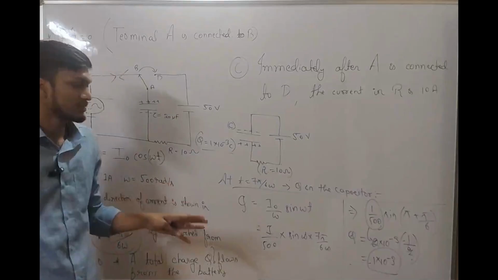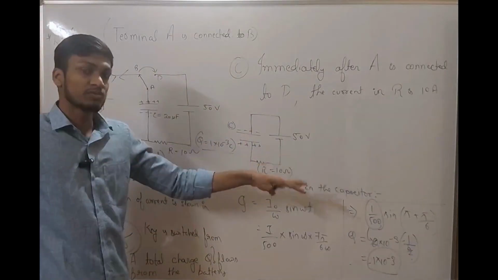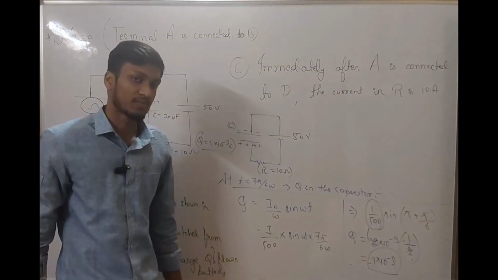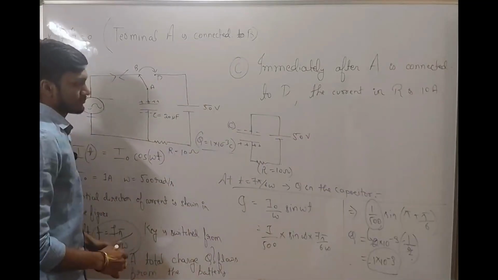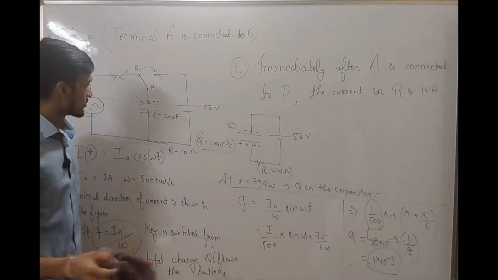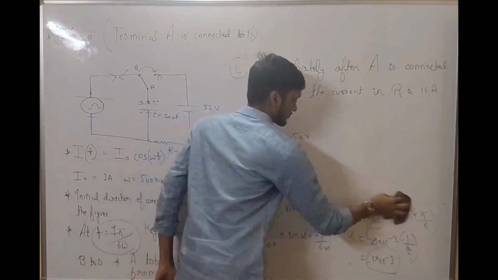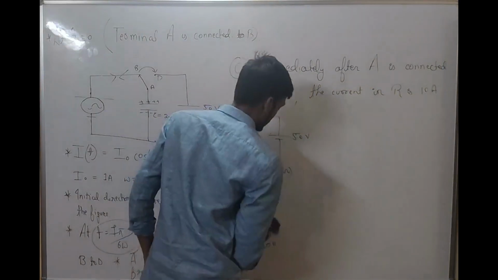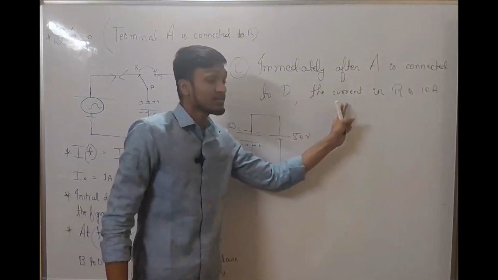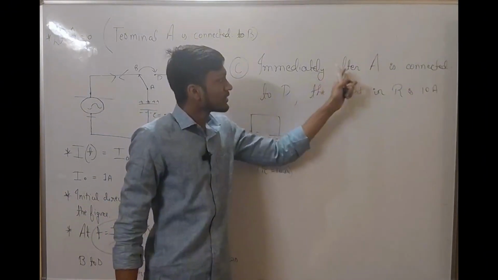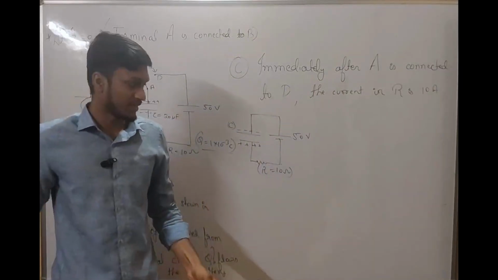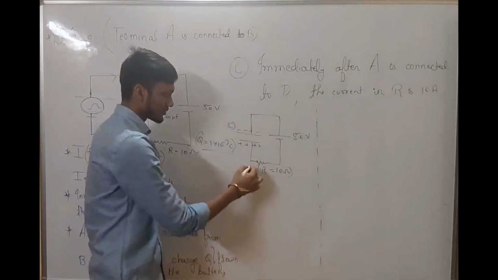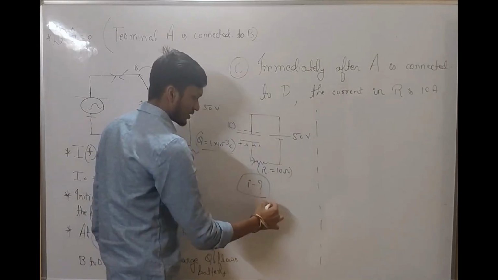Just after this time, the switch was connected from A to D. Before this time, the charge that must have flowed to the capacitor is equal to 1 into 10 to the power minus 3 coulomb. In the third option, we have been asked to calculate the current through the resistance immediately after A is connected to D. So after A is connected to D, the current I is what we have to determine.